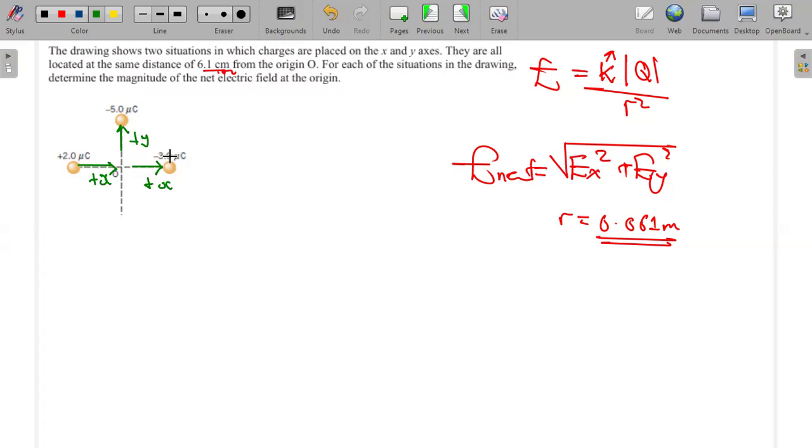But even the charges themselves have been given in microcoulombs. We have to convert them into coulombs. How do we do that? We know micro and the coulomb. What is the relationship?